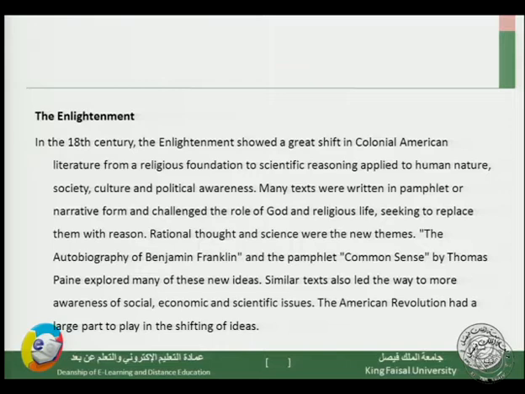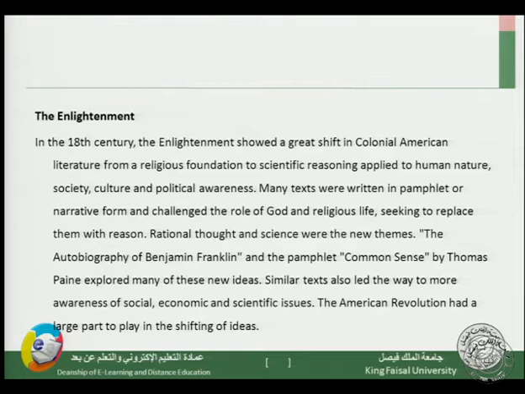Seeking these texts, the Enlightenment texts, seeking to replace them with reason. Okay, replacing the role of religious people and religious life, and the role of God, to be replaced by what? By reason, by using the reason. Using logic in judging on things, not using religious judgments and judging on things through religion only.